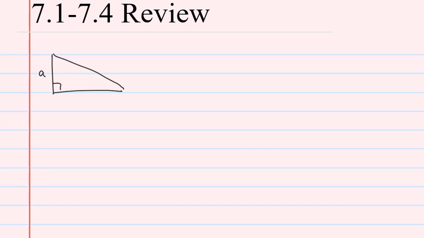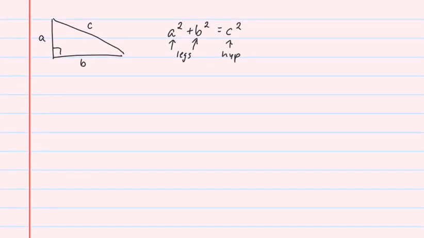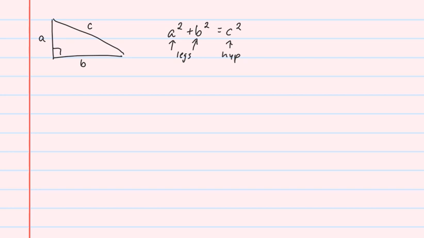Typically we label the sides a and b, and we call the hypotenuse c. So a squared plus b squared equals c squared. This is my hypotenuse. That's one of the most important pieces of information. And both of these are the legs. So we can either solve for a missing leg or the hypotenuse. Here is an example of doing it both ways.